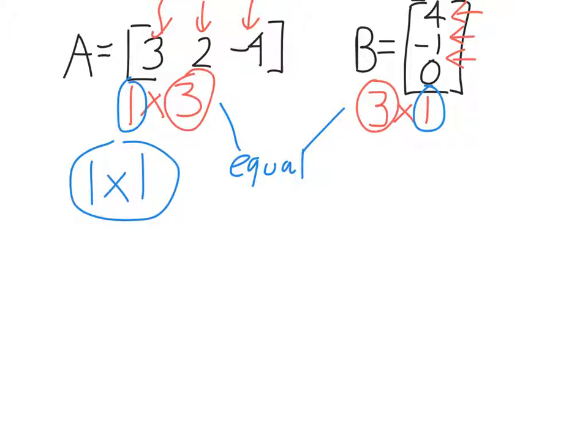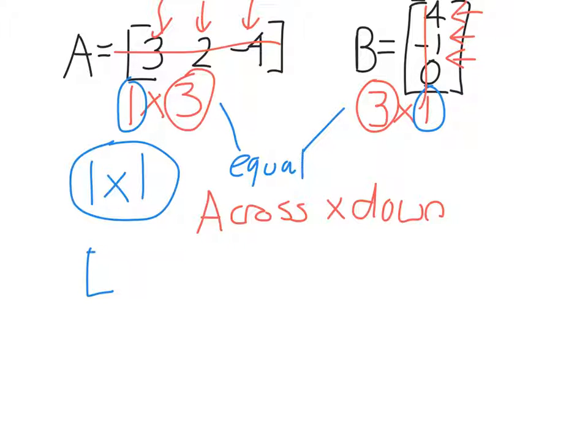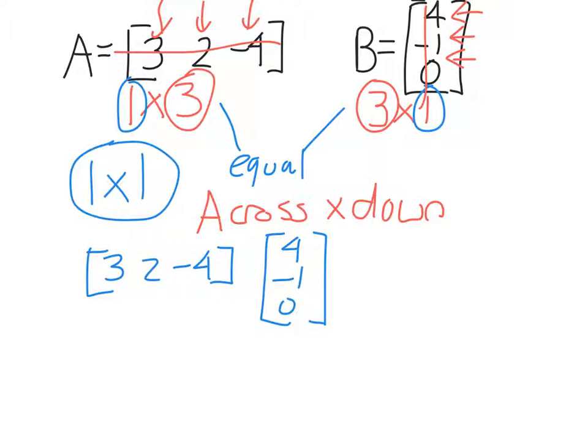Let's look at how we would actually do it. When we're multiplying two together, we follow the rule of across by down. So we go across the first matrix and down the other matrix. Let's go ahead and do this: 3, 2, -4 multiplied by 4, -1, 0. It's always helpful if you know what the resulting matrix will be, so its size is just going to be 1 by 1. Across by down means we pair up every element in A with one in B.